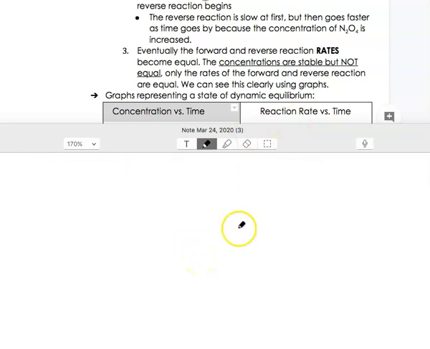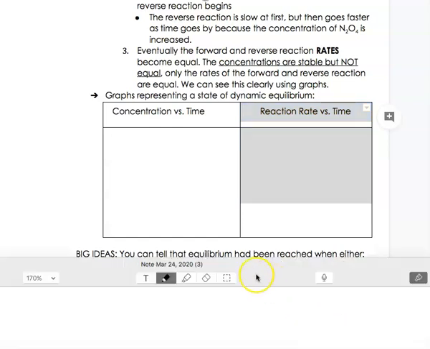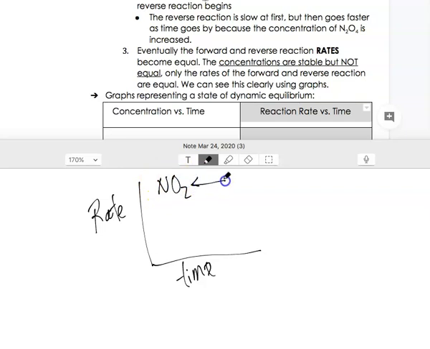Now I'm going to do the second graph, which is this part right here. Reaction rate. How fast is your forward reaction occurring and how fast is the reverse reaction occurring? For that other graph, we're going to start with our axes. We're going to put rate on the left side and time at the bottom. Again, our reaction, you could write it again if you want. NO2, you could do the arrow that way as well.